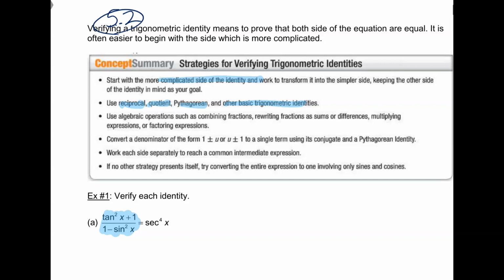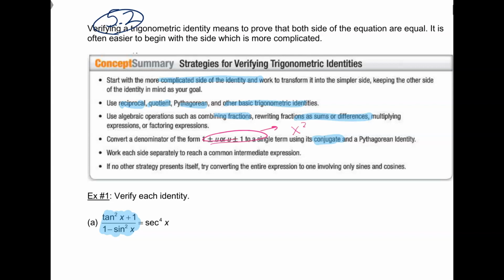And then if we have to use basic algebra like combining fractions, adding and subtracting them, multiplying expressions, factoring them, converting a denominator by using the conjugate, right? So if you have 1 minus x on bottom, the conjugate would be 1 plus x. Literally, it's the other half of a difference of squares. Do you remember what a difference of squares is? Yeah, it sounds familiar-ish, difference of squares. That's where this is coming from.